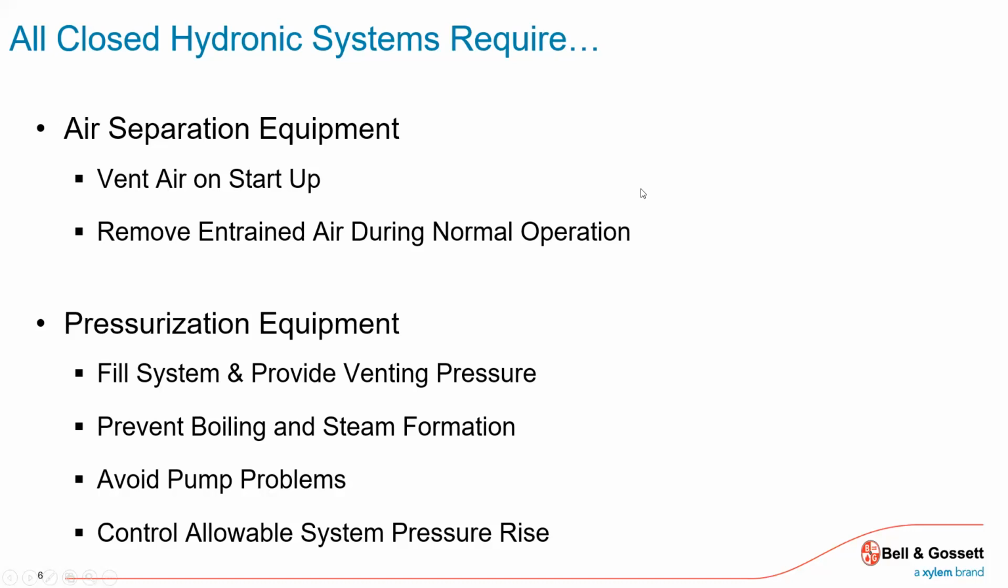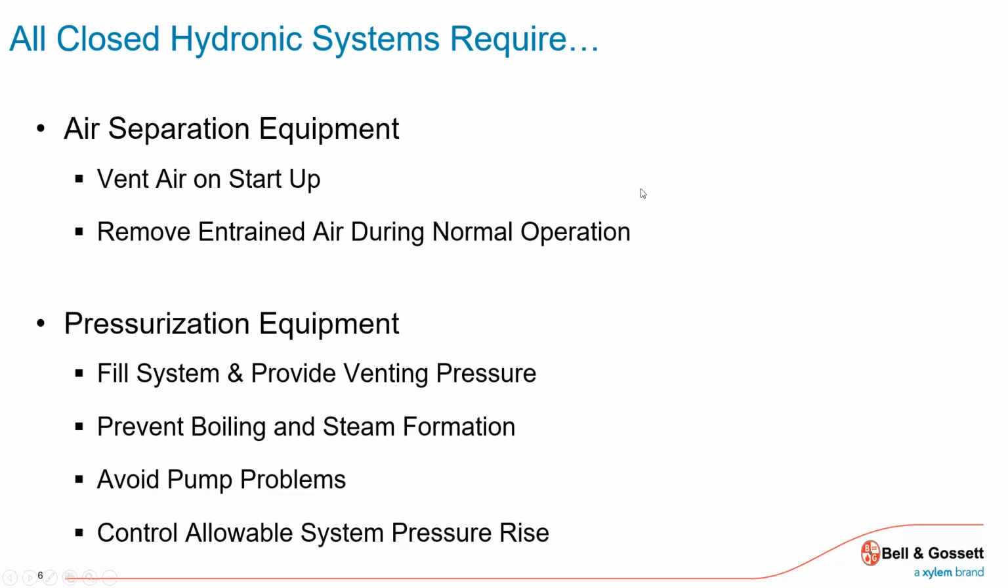Today, everything's closed. Almost every building you're going to walk into is going to be a closed hydronic system. It's going to require air separation equipment. You're going to handle air in two methods, or two phases or steps. One of them will be right on startup. As you're initially filling the system, what's in the piping and the radiation before you fill it? Obviously air. So we've got to get rid of it. We've got to displace it.